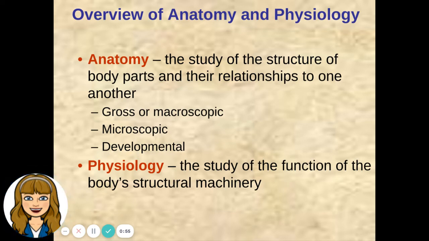Microscopic, obviously you have to use a microscope to view those. And the developmental anatomy is what you would see as a baby grows and develops into an adult. Now, physiology is the study of how those parts work. So the function of each of those parts. So that's the difference. Anatomy is the actual structure, so the parts, and the physiology is how those parts work.